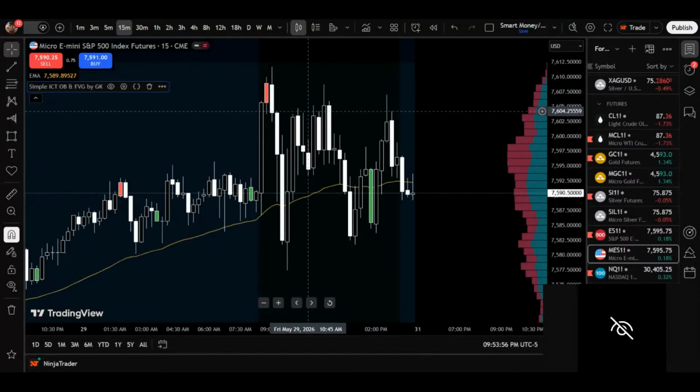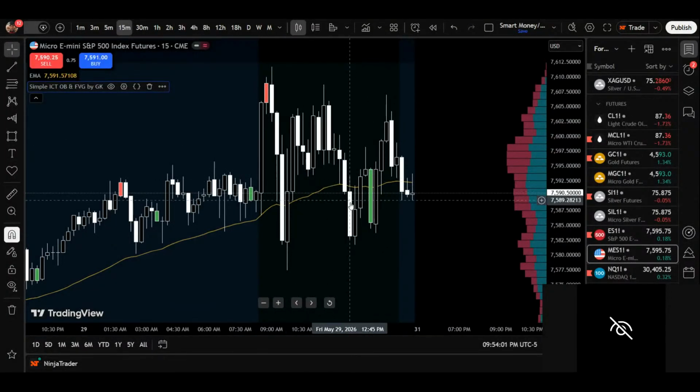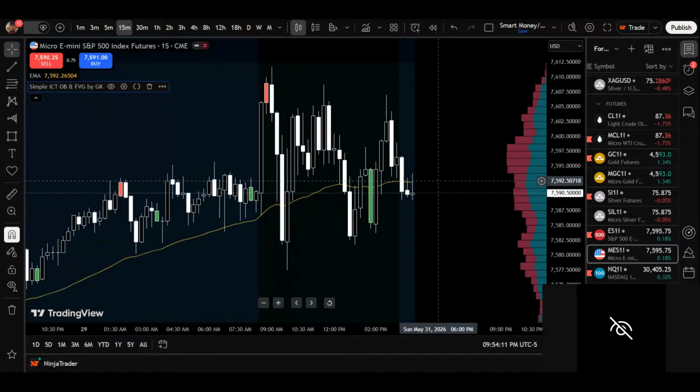Now see, it did mark out your order blocks, but it's just choppy. None of this is being respected. See right here, it got violated. This one was respected on top, but this one was also respected on the bottom. So you're probably gonna get a breakout on Sunday.